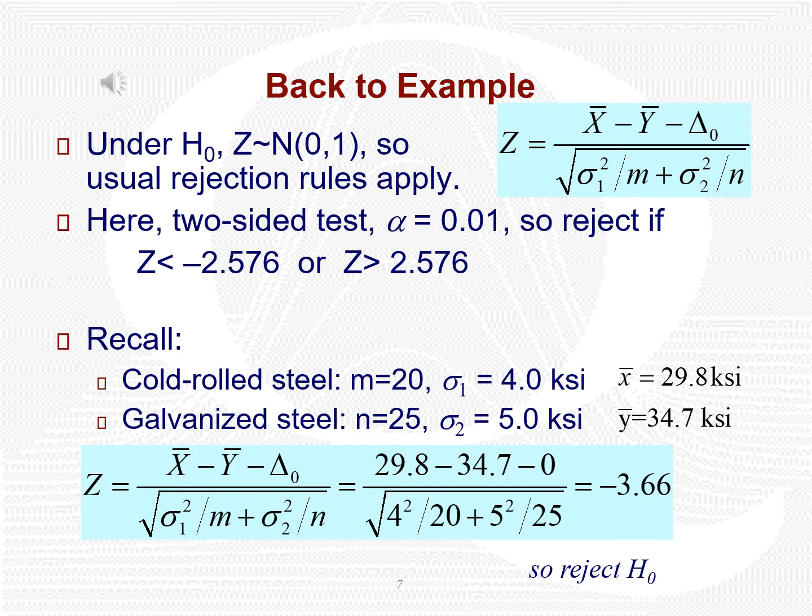So if we substitute in our numbers from our example and do a little algebra, we find that z equals minus 3.66, which is less than minus 2.576, so we reject the null hypothesis that the two populations have the same mean.